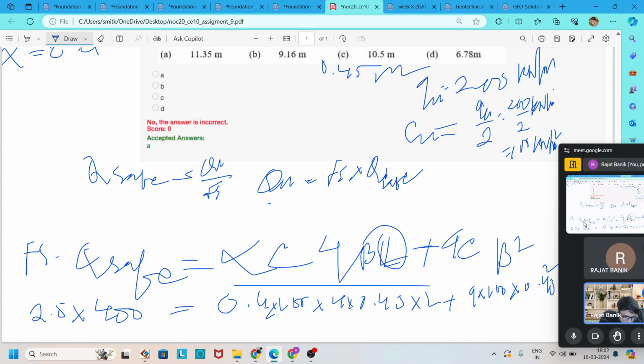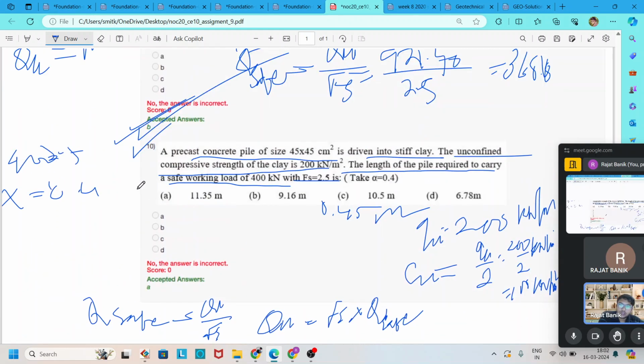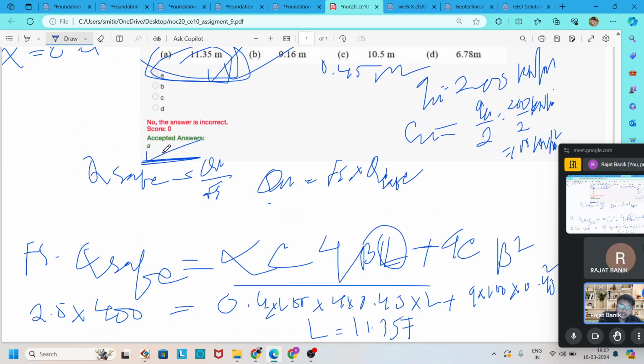2.5 into 400 minus 9 into 100 into 0.45 square, divided by 0.4, divided by 100, divided by 4 times 0.45. So L is equal to 11.357. So the correct option is option A, 11.35 meter. So our correct option is option A.